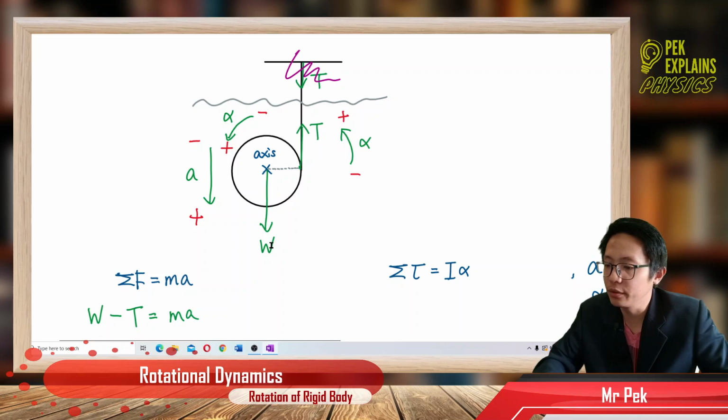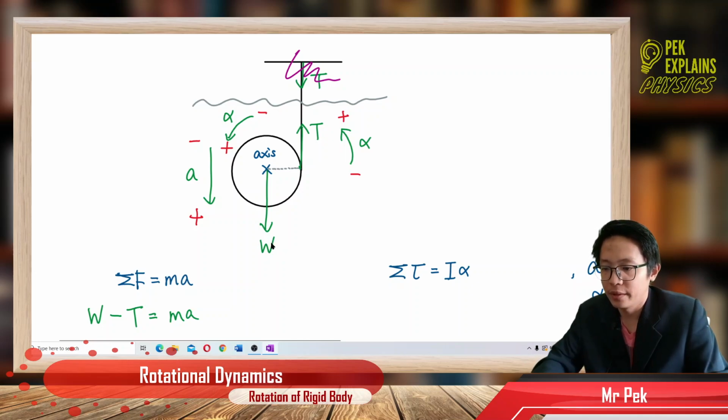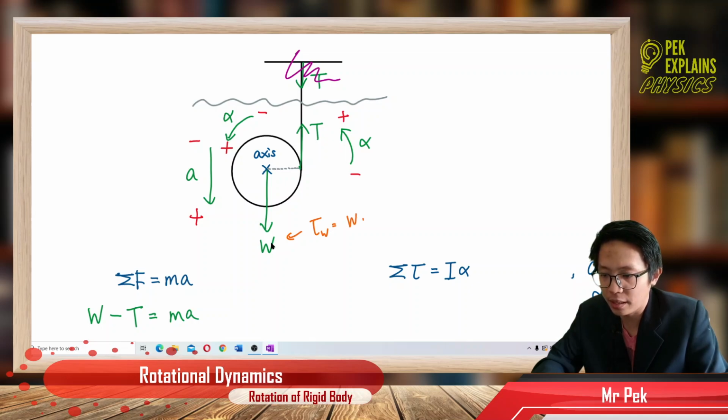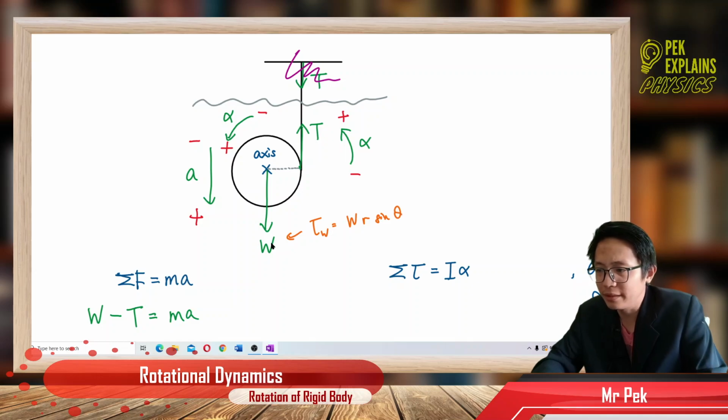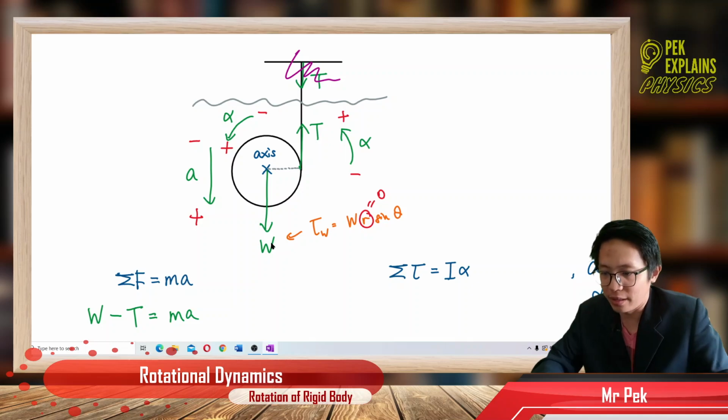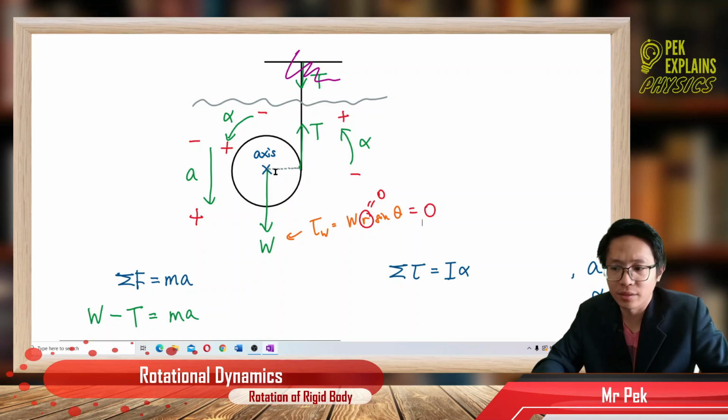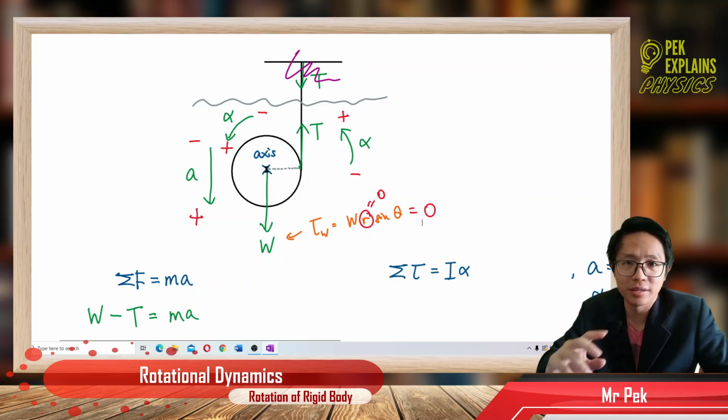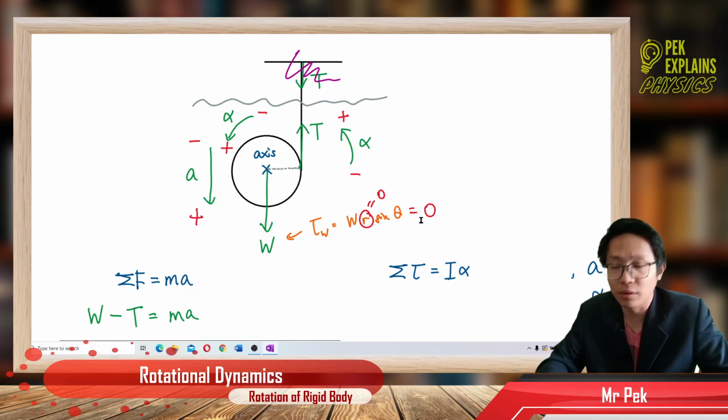So again, W has no torque. Why? The torque for W is W R sine theta. Again, this R is 0. So that's why the torque for the weight is 0, because the weight acts on the axis of rotation itself. So the R is 0, no R. So torque equals 0.